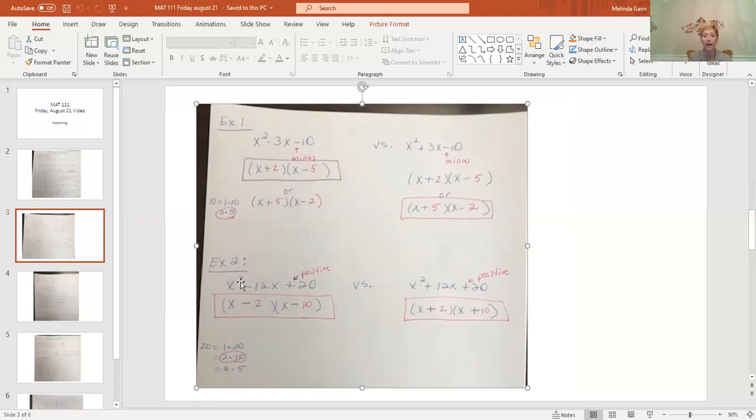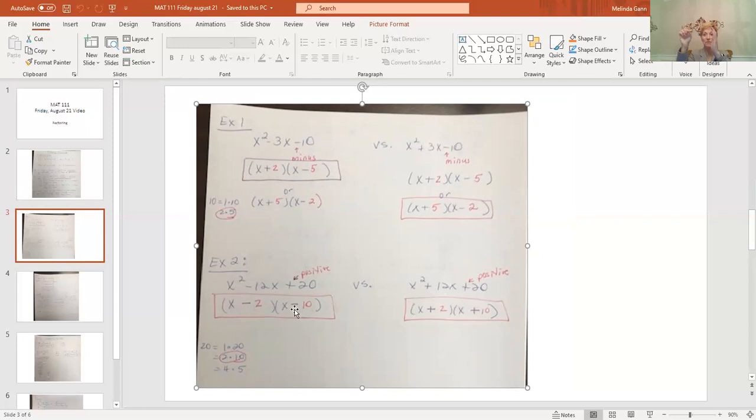How do you decide? Well, it's whatever that middle term is. If they match, then they both have to be that sign. So minus and minus. See, there was a plus, so they both match. So there's a plus in front of that middle term. They're both plus and plus. So I have x minus and x minus.